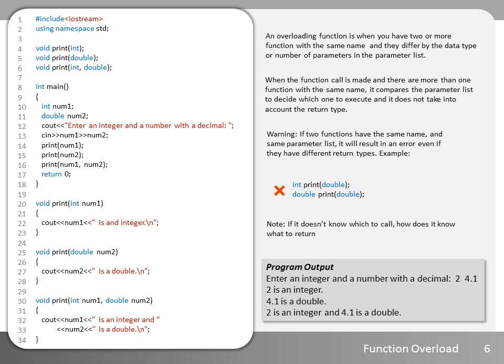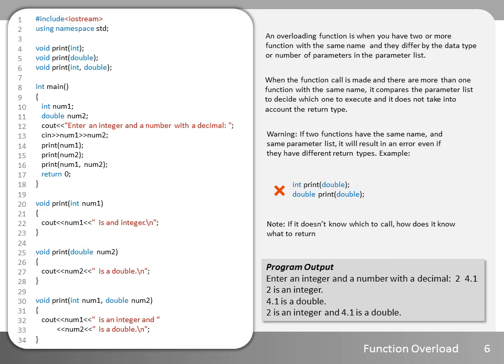In line 14, there's a call to function print with num1 as an argument. The compiler will scan through the functions, and since num1 is an integer, it will select the first one, and the function will print "2 is an integer." In line 15, there's a call to function print with num2 as an argument. This time the compiler will scan again through the functions, and since num2 is a double, it will select the second function in the list, and the print function proceeds to print "4.1 is a double."